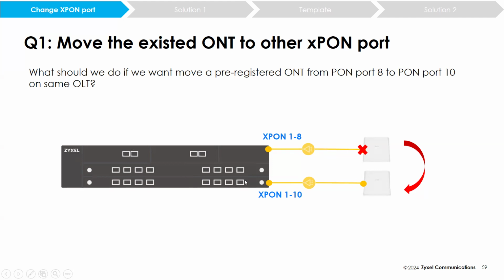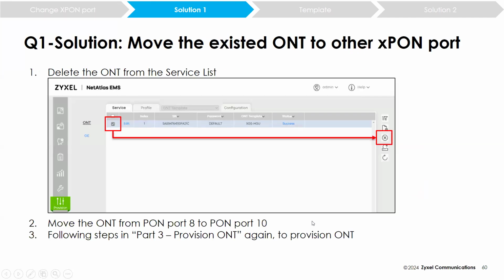What should we do if we want to move our ONT from home port 1-A to another home port, like 1-10? This is a suggested step for moving your ONT devices. Here we suppose you provisioned the ONT device configuration entirely through the web EMS system, so you are able to find your ONT devices in the service list on this page.